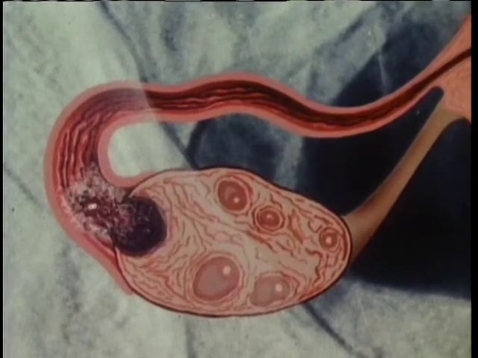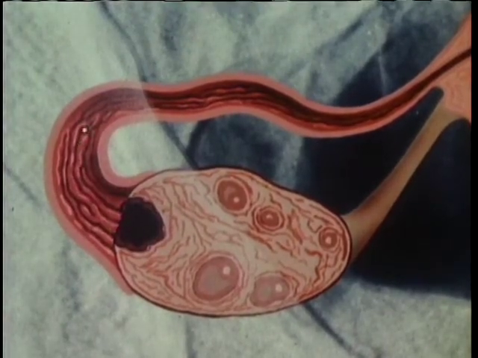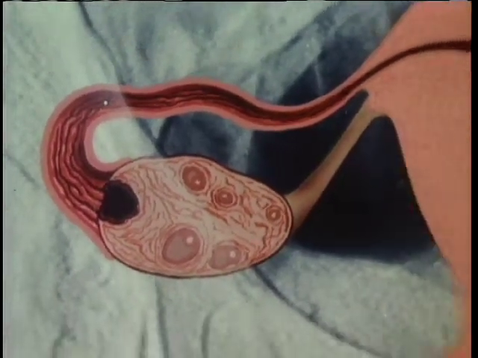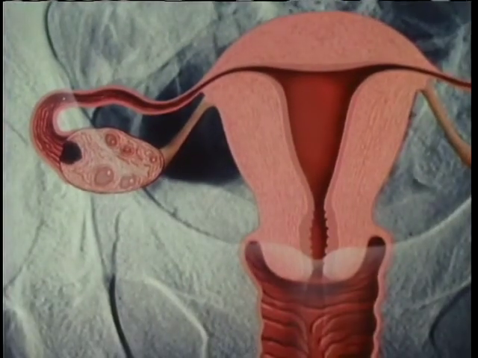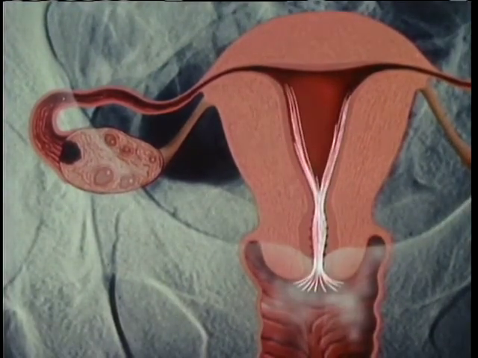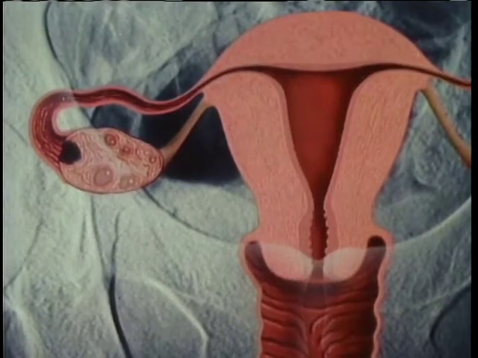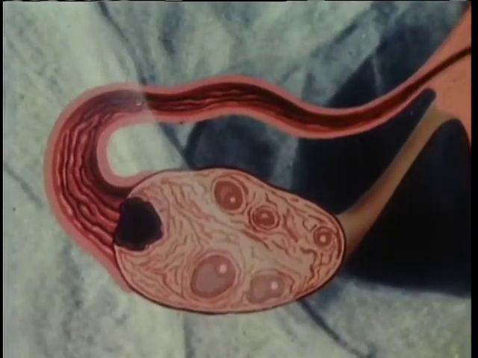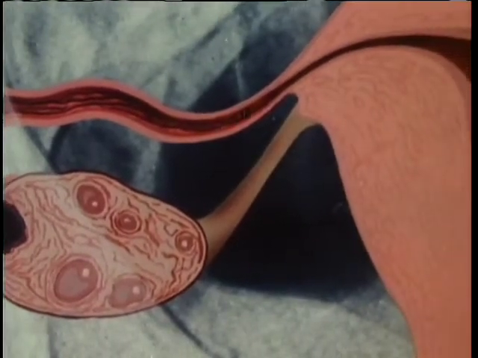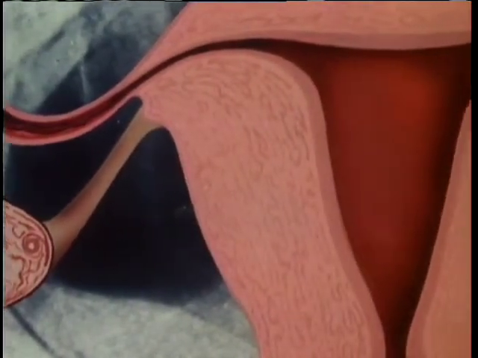The egg travels through the fallopian tube, which connects the ovary and the uterus, or womb. In the tube, the egg waits for sperm from the father to fertilize it. The fertilized egg, now with genetic material from both parents, moves through the tube to the uterus, where it attaches itself to the nutrient-rich lining.